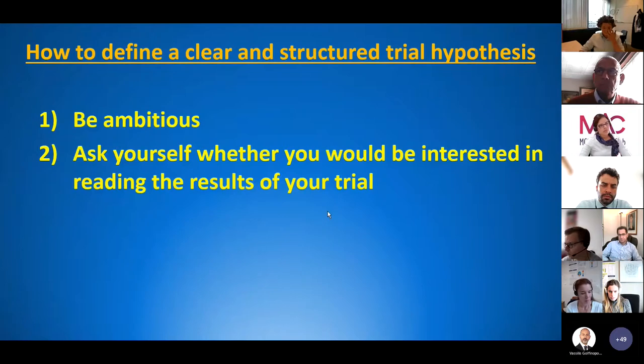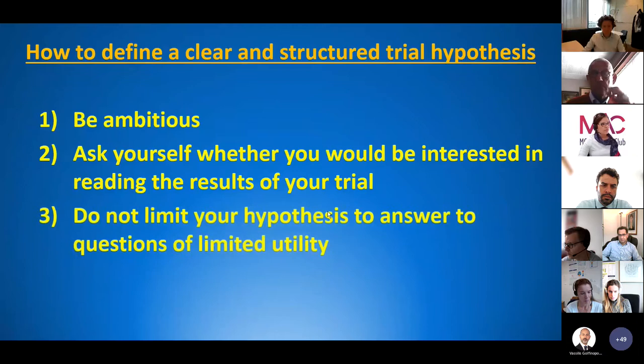If so, please go on. If not, please change your main hypothesis, and do not limit your hypothesis to answering questions of limited utility. So this is point one: be ambitious. Do not think of just a confirmatory trial. Think of something that can move research ahead.